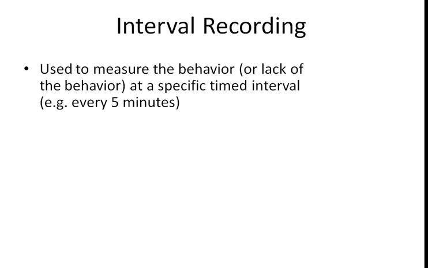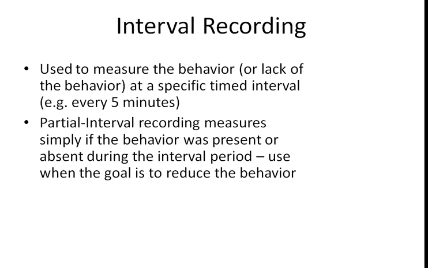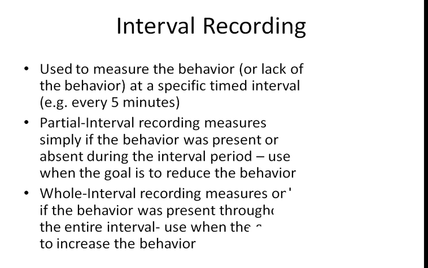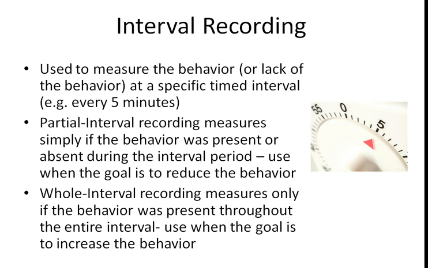Interval recording is used to measure the behavior, or the lack of a behavior, at a specific timed interval, for example, every 5 minutes. Partial interval recording measures simply if the behavior was present or absent during the interval period, and it's used when the goal is to reduce the behavior. Whole interval recording measures only if the behavior was present throughout the entire interval, and it's used when the goal is to increase the behavior.